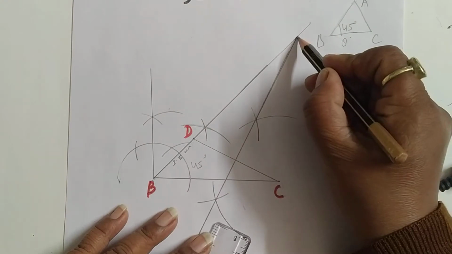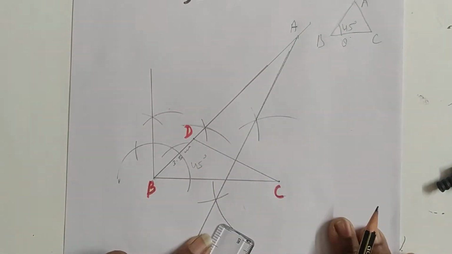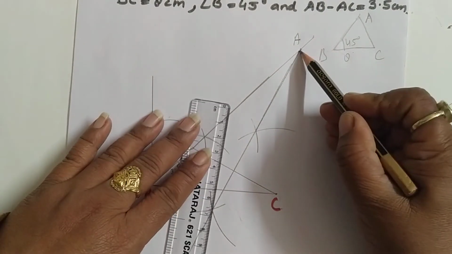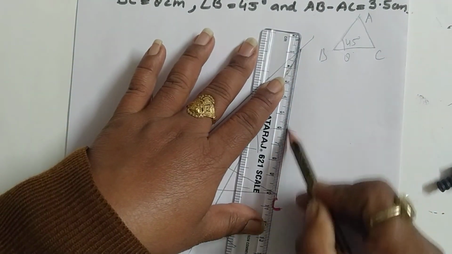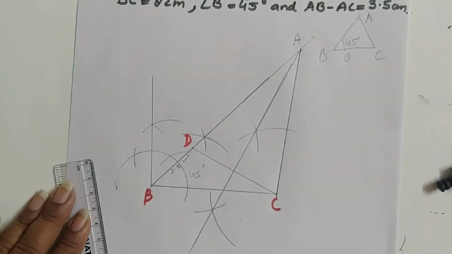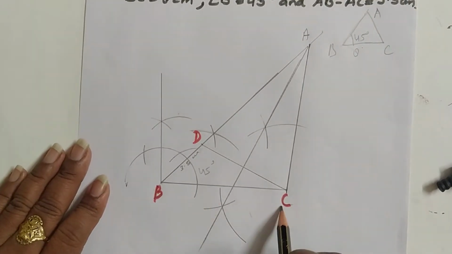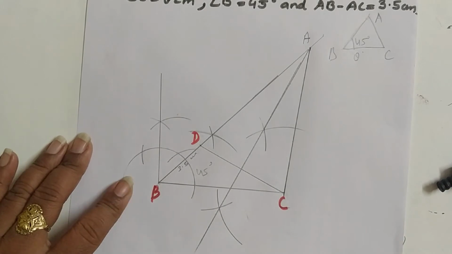Yes, so now they are intersecting at this point. This point is the A point, or we can say the required point that we are looking for. Now we have to join this A point to the C, and that is the required triangle. Yes, again I am telling you, this is the same method as we have done when the sum of the sides are given to us.